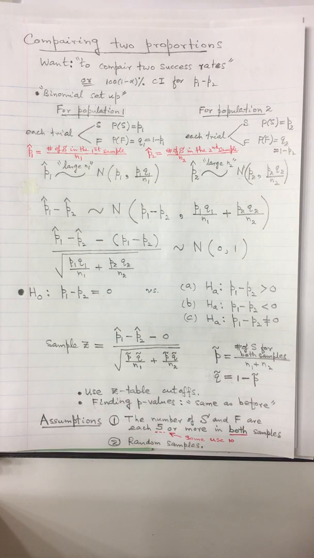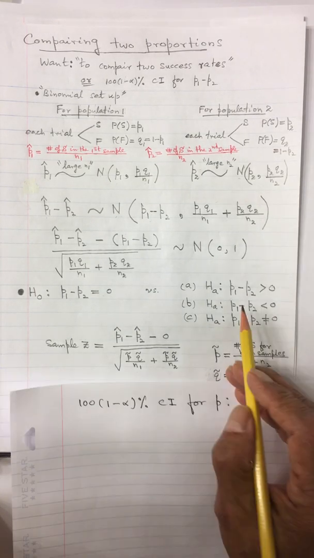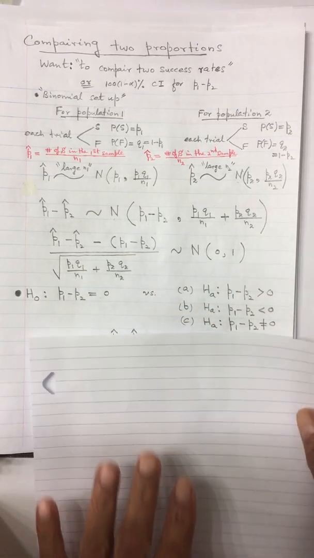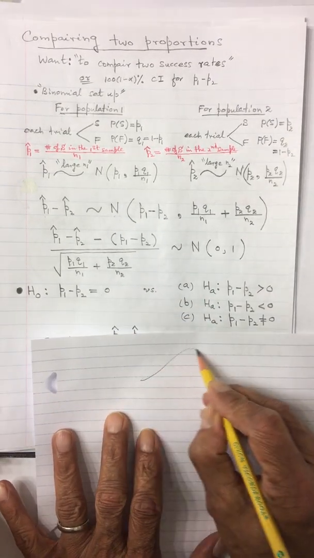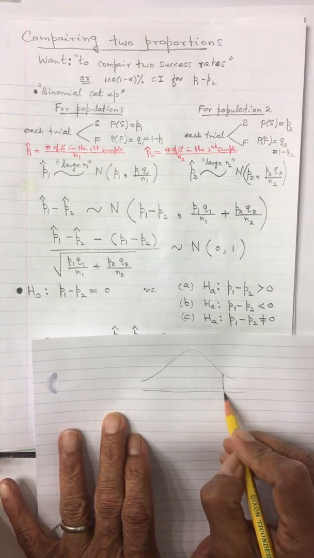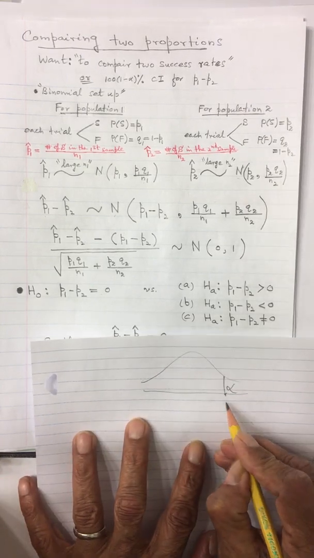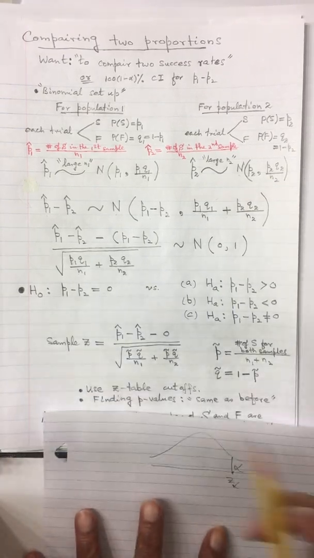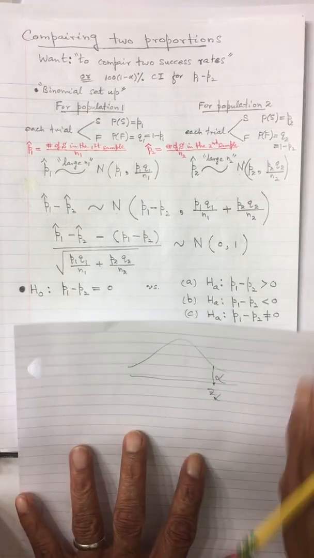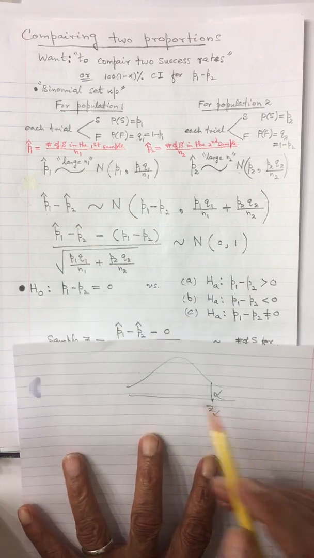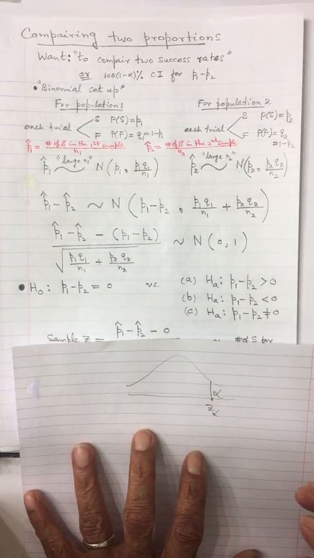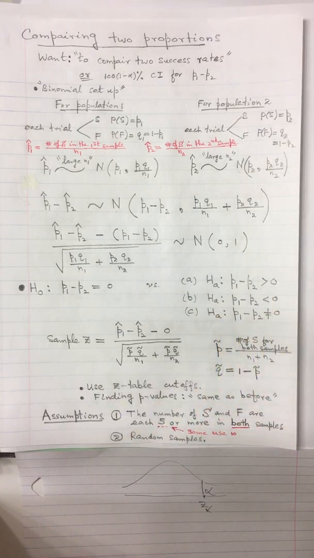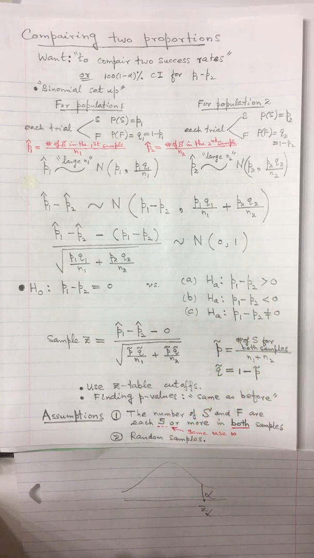If this is correct, basically the rejection region is on this side. Here is alpha, so here is Z alpha, and this is the rejection region. If this value is in here, then you reject the null hypothesis and accept the alternative hypothesis. Otherwise, you cannot reject H naught. So the same setup.